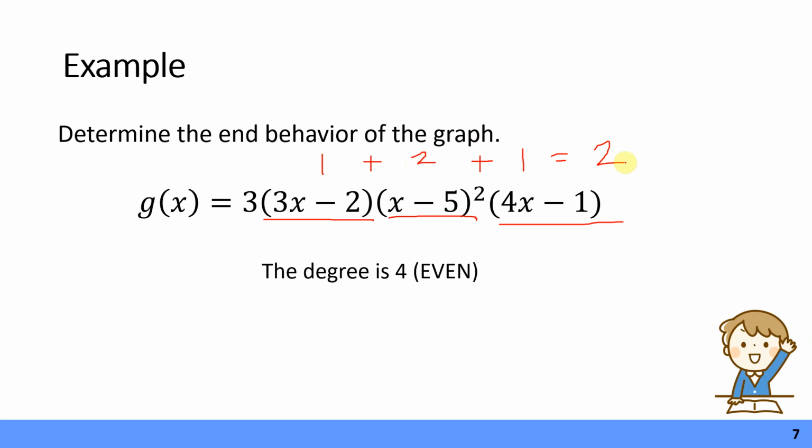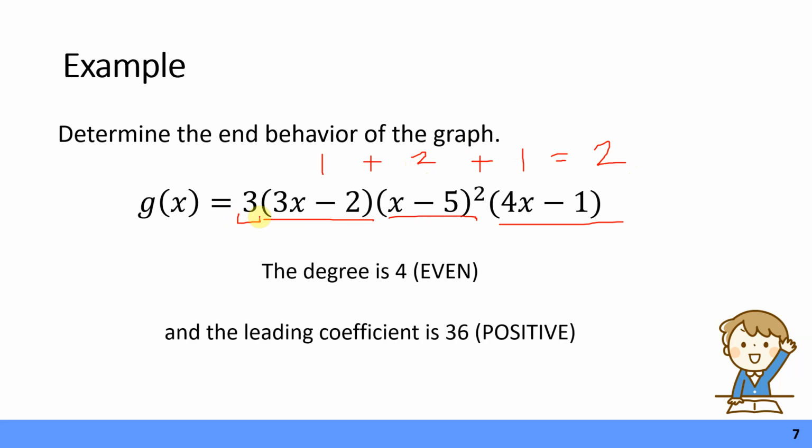And now I have to look at the leading coefficient. The leading coefficient is obviously right there. So the leading coefficient is 36, which I'll tell you right now why, but it would be positive. Okay, so that's what we care about. Now, I know you're wondering, where in the world did you get the 36?